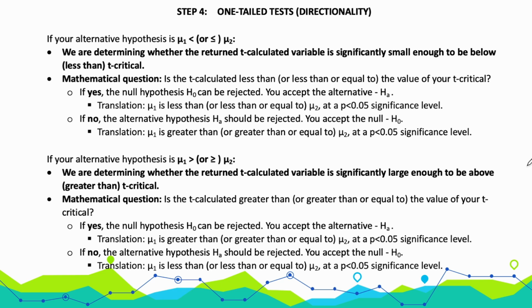In our case, we were trying to figure out if women, which was group 1, had higher speeding tickets on average than men, which was group 2. That means our alternative hypothesis was set up in this direction, mu1 greater than mu2. However, our t-calculated value was not greater than or equal to the value of our t-critical. It was much less. So since the t-calculated was not greater than the value of our t-critical, we should reject the alternative hypothesis and we have to accept the null. That means that women's speeding tickets are less than men's speeding tickets at a significance level of 0.05.